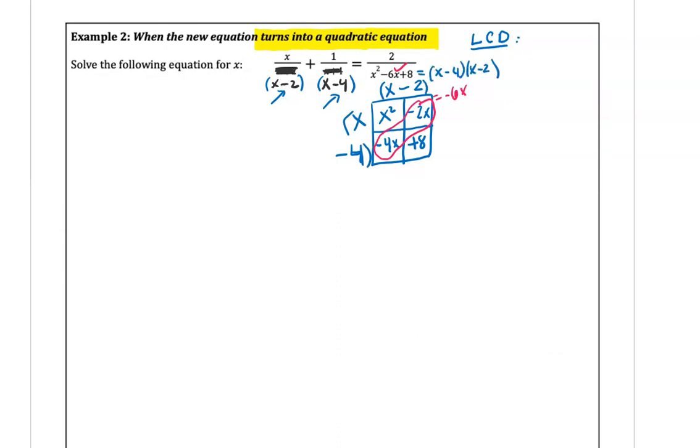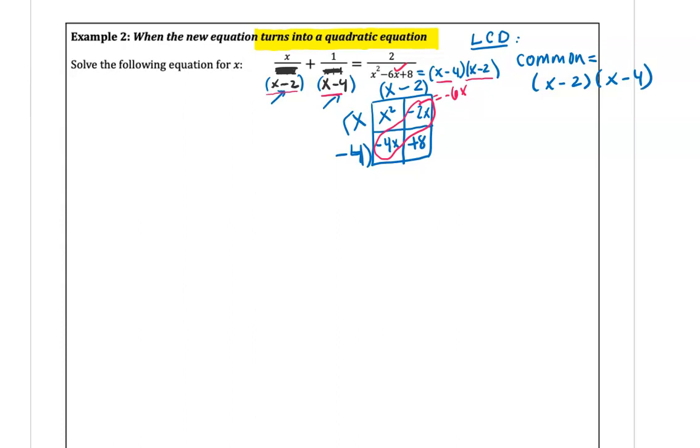So because of that, it looks like all of these factors, like x minus 2 is a common factor, x minus 4 is a common factor between these denominators. So my LCD basically is, there's only common factors in the LCD. So the LCD is just going to be x minus 2 times x minus 4.